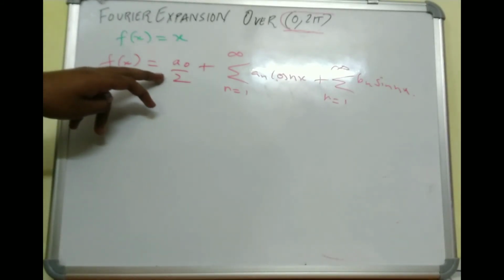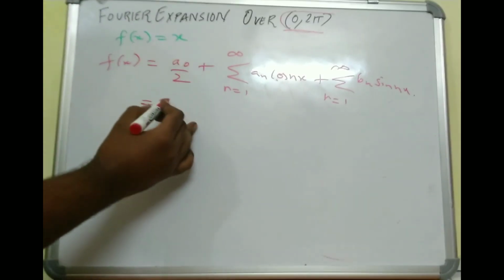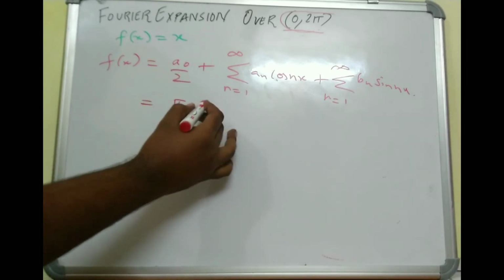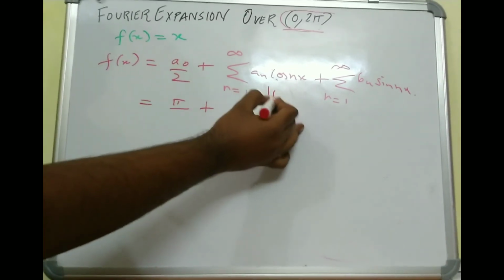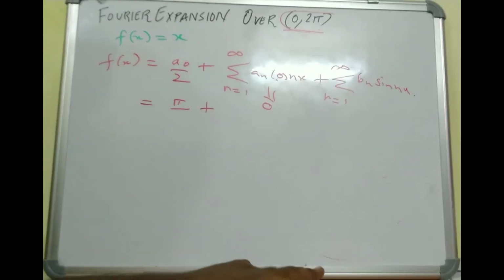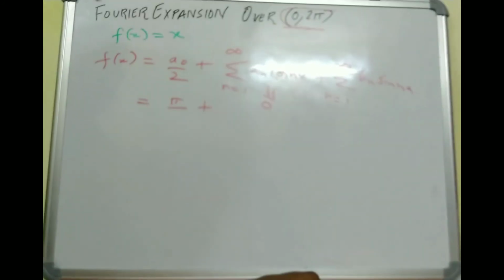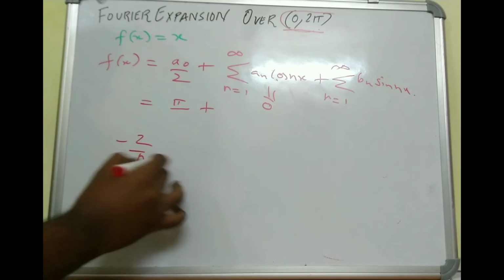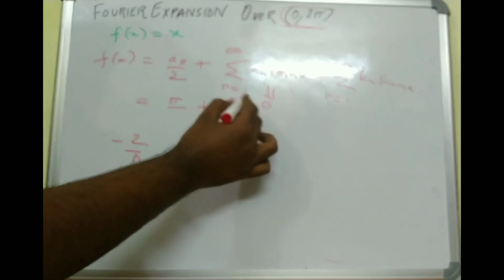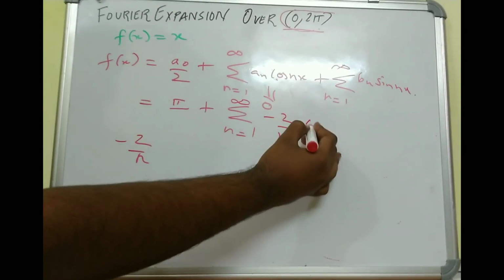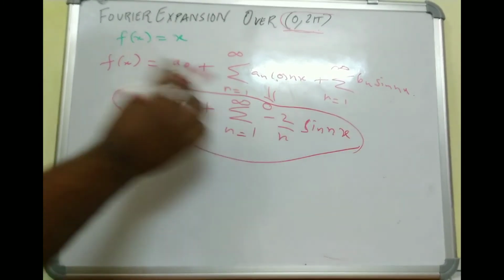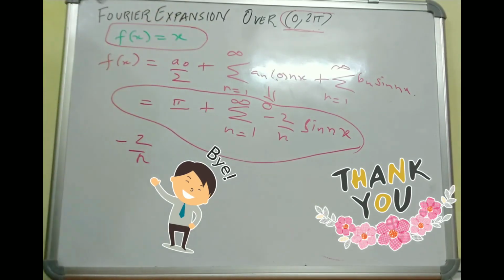So a0 is given by 2 pi. We know the a0 value is 2 pi. So you have to give 2 pi by 2. So the 2 gets cancelled. So it is pi. Plus the an value is 0. So this whole term becomes 0. Now let's substitute here. Now the bn value we know is minus 2 by n. Now you have to substitute here: summation of n equal to 1 to infinity minus 2 by n sin nx. This becomes the Fourier expansion of the following question, f(x) equal to x.